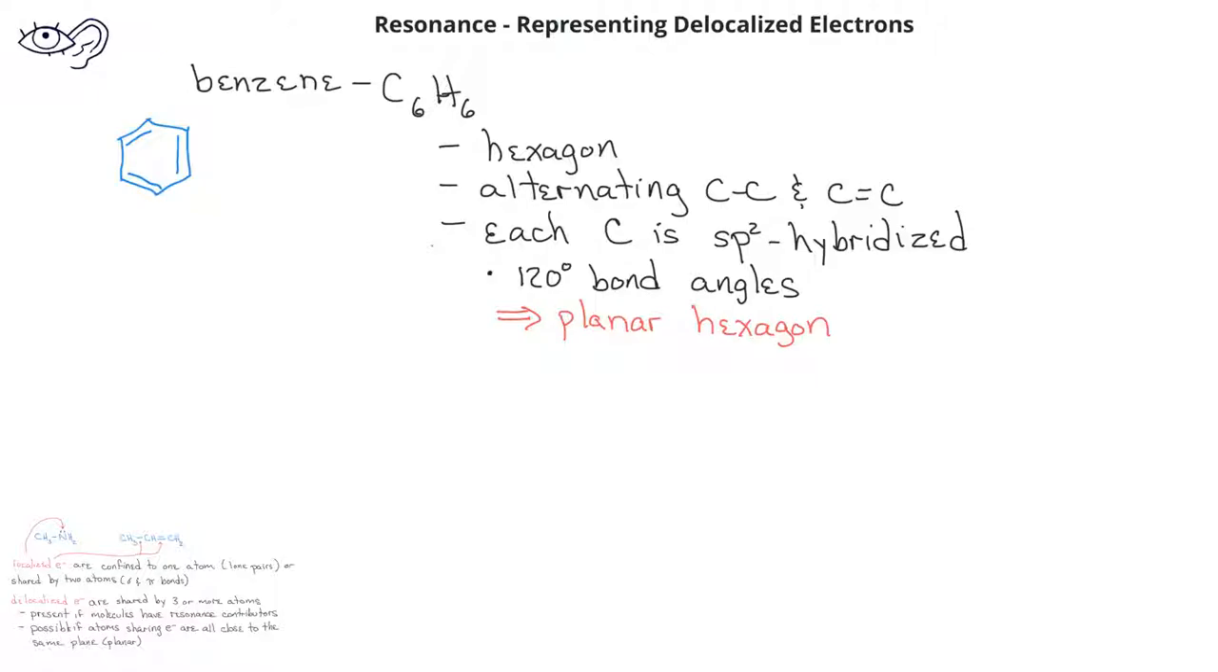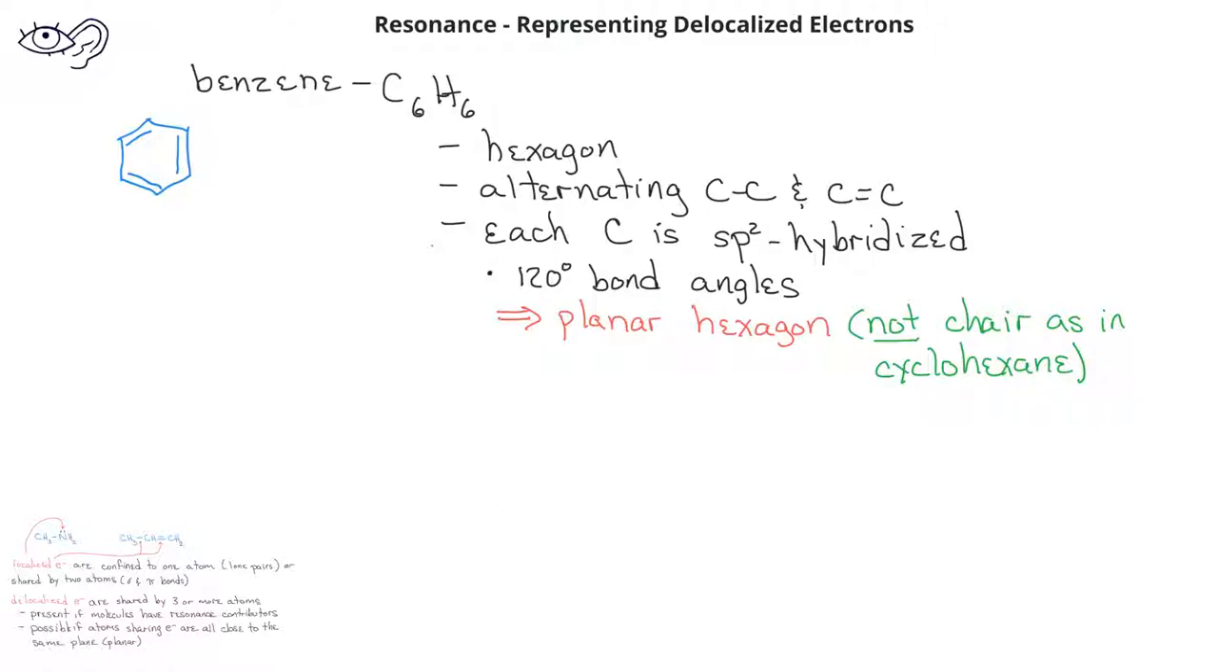Whereas previously we learned that cyclohexane actually adopts a chair conformation to avoid angle strain, in benzene, with the alternating single and double bonds and the sp2 hybrid carbons, there is no angle strain because the sp2 hybrid 120-degree bond angles fit nicely into a hexagon.